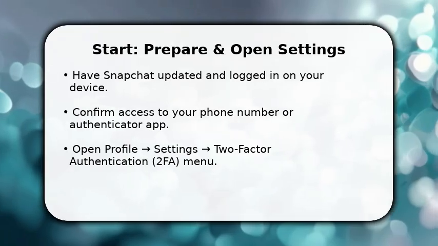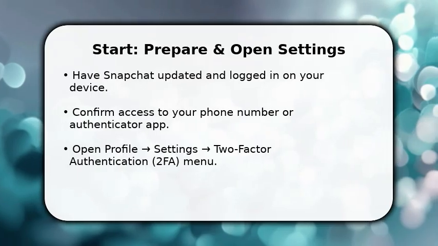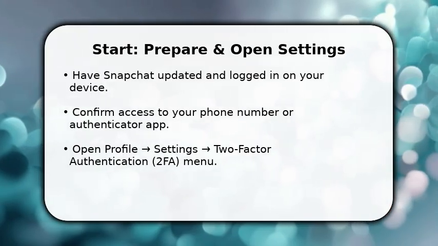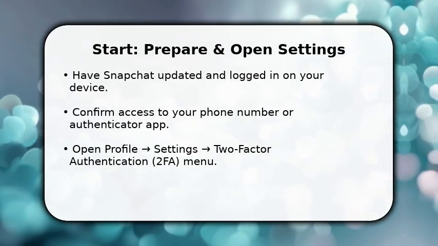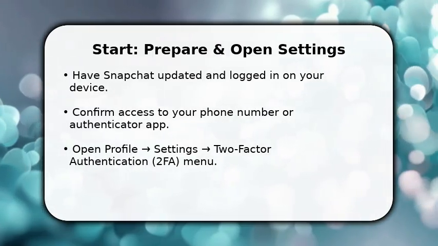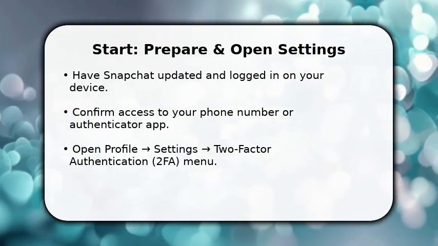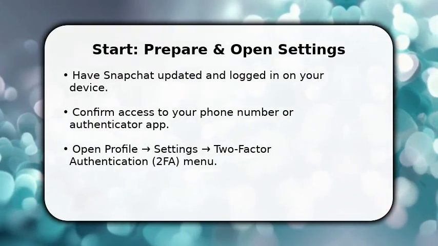You're starting with the essentials. Make sure the Snapchat app is updated, you're logged in, and you can receive codes on the linked phone number or Authenticator app. Now tap your profile, then the gear icon to open settings. Scroll down to two-factor authentication and select it.